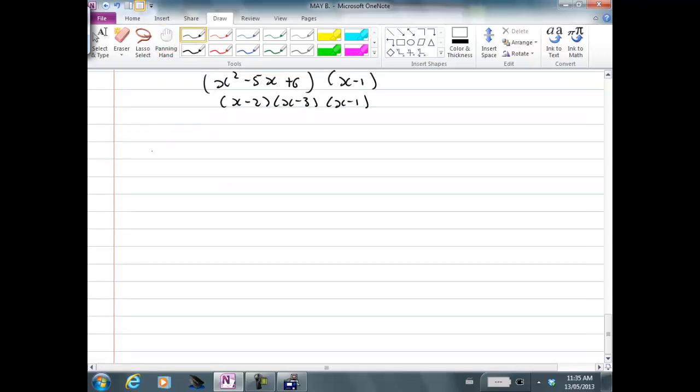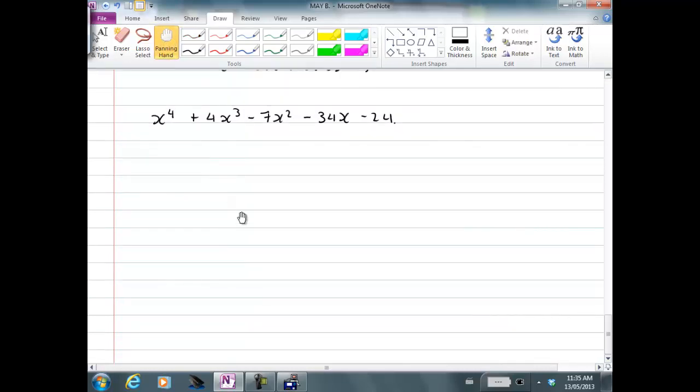Factor fully. x to the fourth plus 4x cubed minus 7x squared minus 34x. I want you to show this using synthetic division. You can use your TI-83 for one answer only, but the rest of it has to be shown using work. Get crack-a-lackin'. Go.